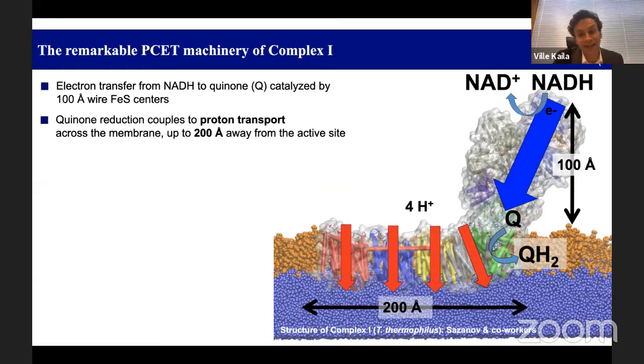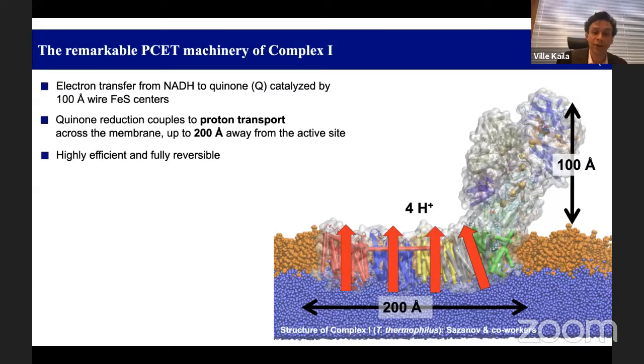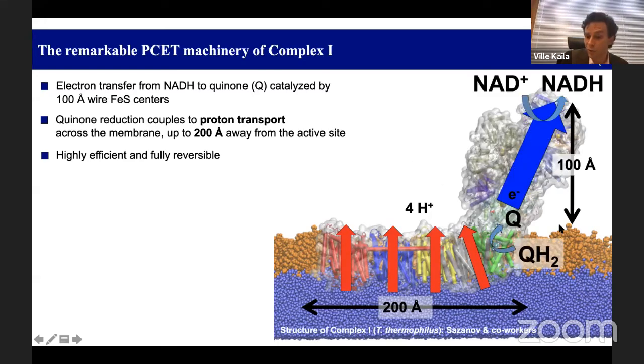And this fascinatingly couples to proton transport up to 200 angstroms away from the active site. So this is really a long range coupling process. This is highly efficient, such that you can turn around this machinery and run it in reverse. You can use a pH gradient to extract electrons also from a quinone molecule the other way around.